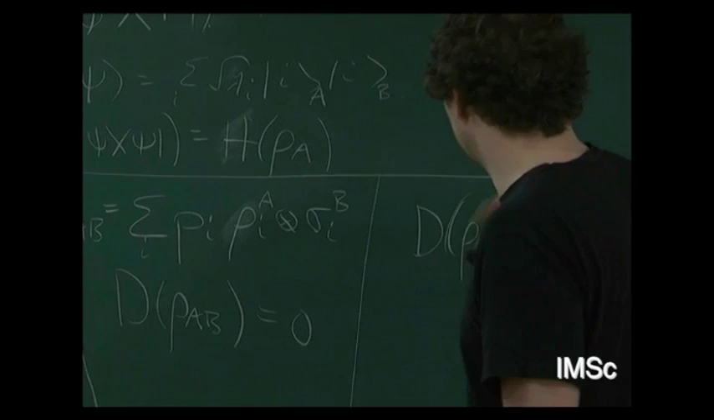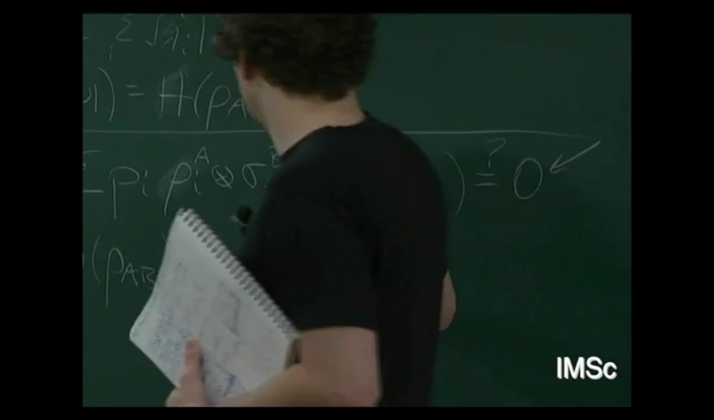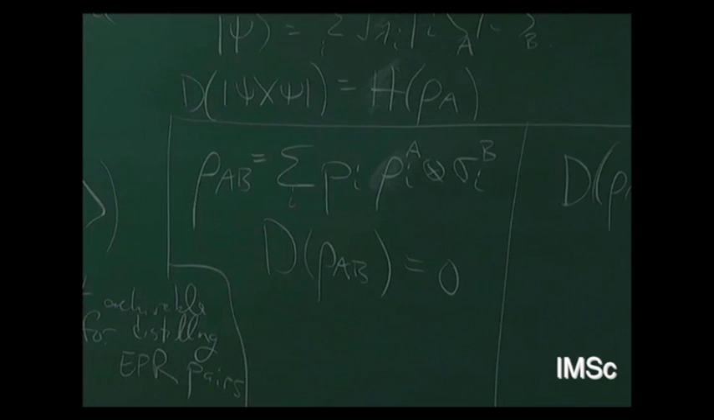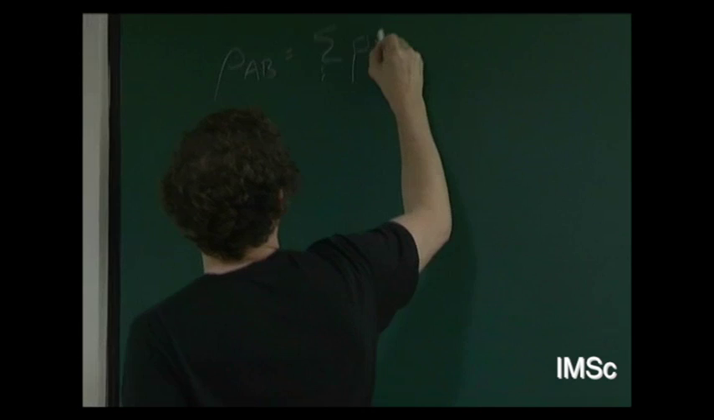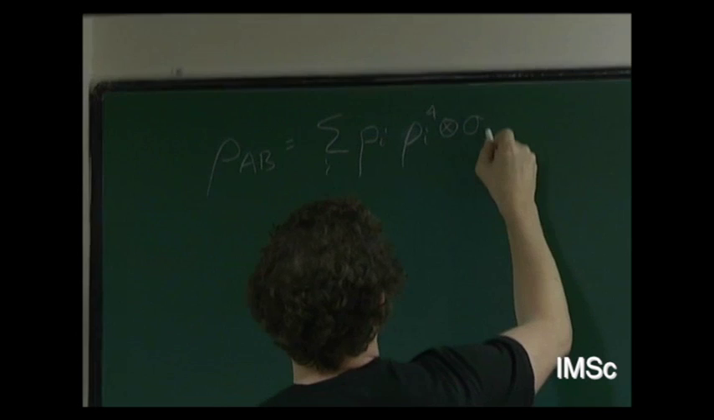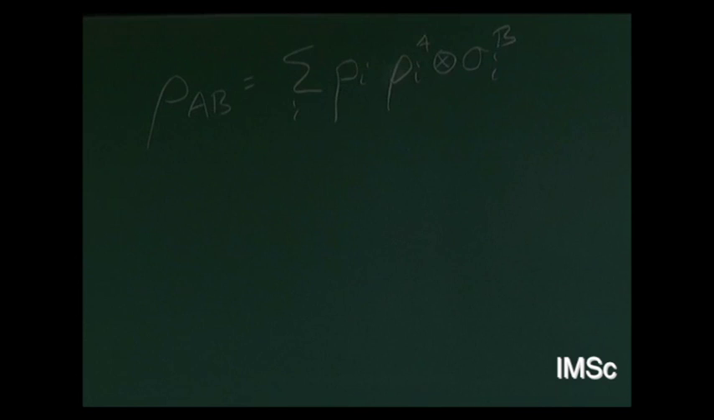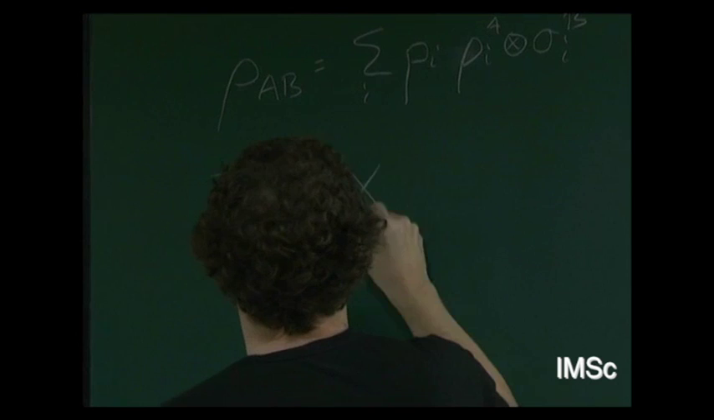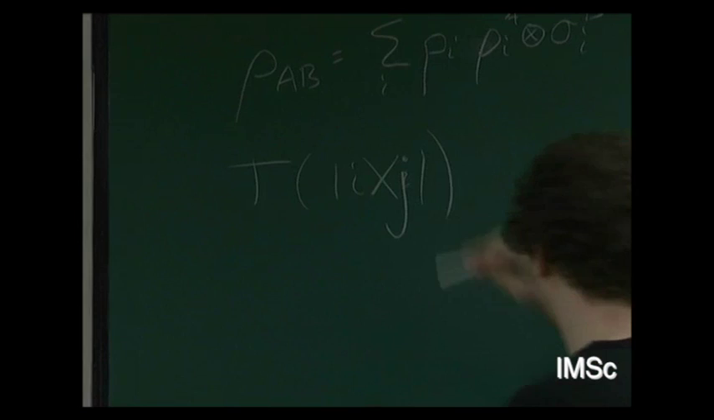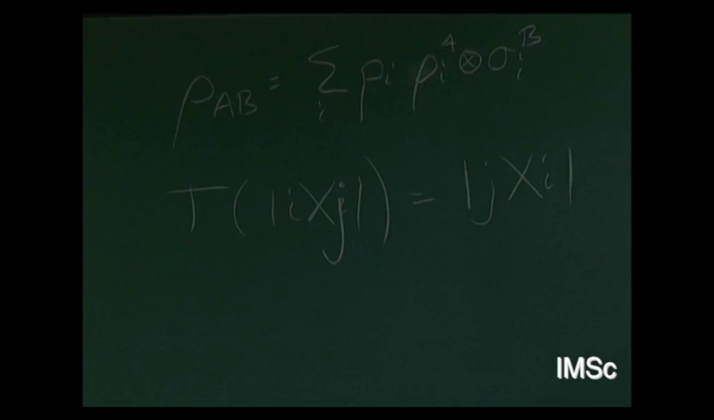It's based on a simple observation about this state. So let's say I have a separable state. And let me define the transpose on the B system as just taking |i><j| and mapping it to |j><i|. So if I take a matrix A.